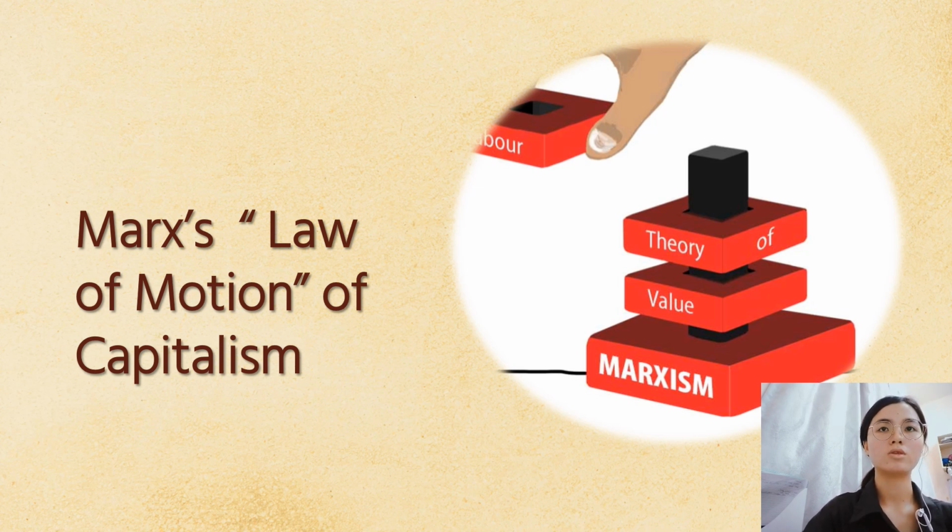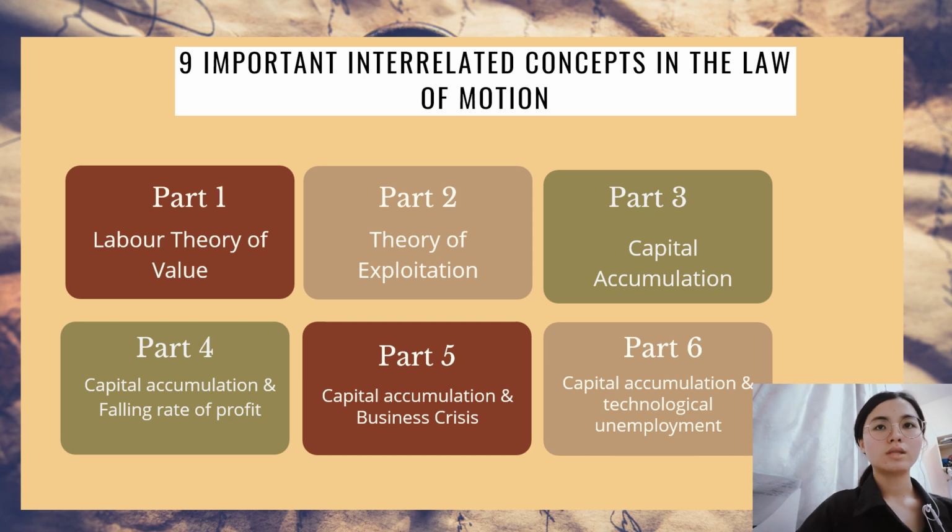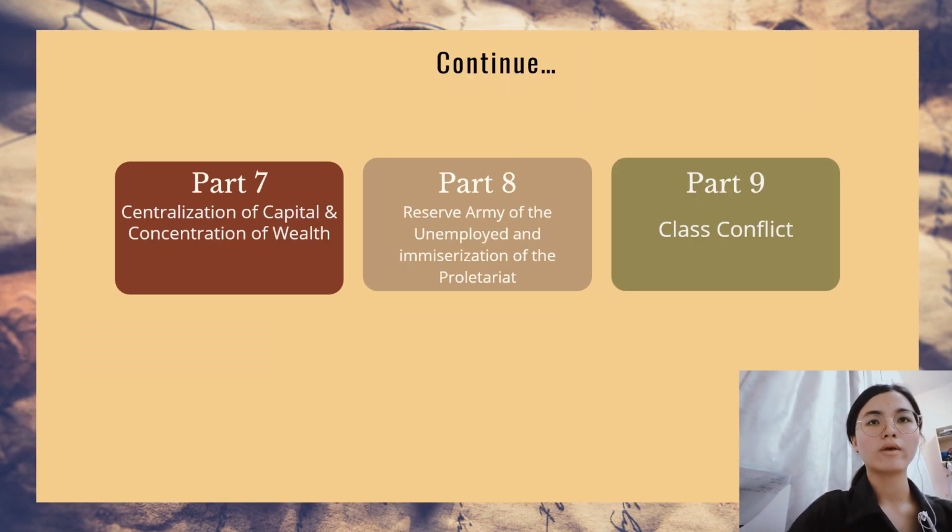The title of this presentation is Marx's Law of Motion of Capitalism. Marx used nine important interrelated concepts to construct his theory of capitalism in the law of motion, which are the labor theory of value, the theory of exploitation, capital accumulation and the falling rate of profit, capital accumulation and business crisis, capital accumulation and technological unemployment, centralization of capital and concentration of wealth, the reserve army of the unemployed, and immiseration of the proletariat and class conflict.